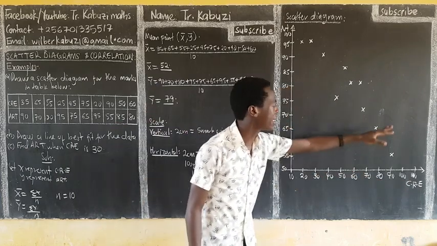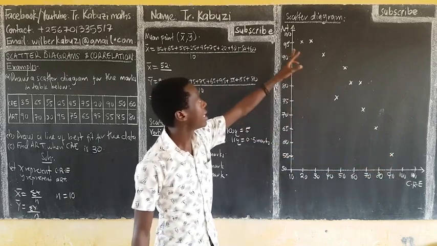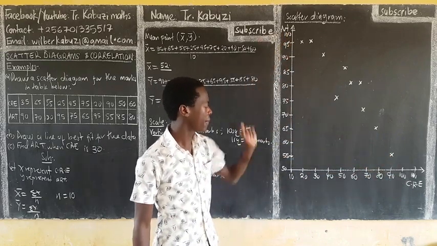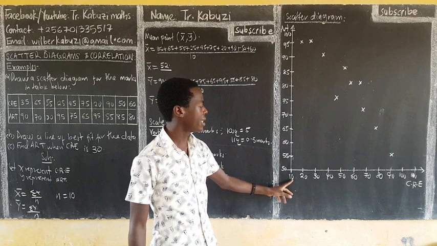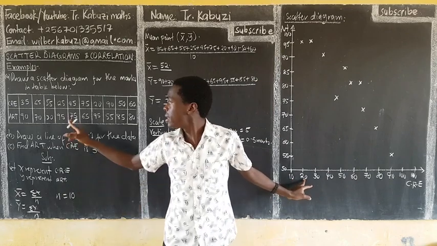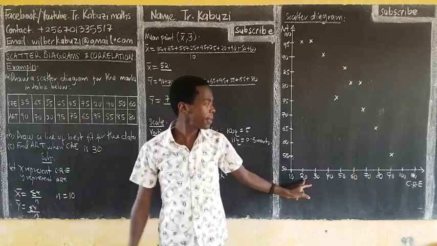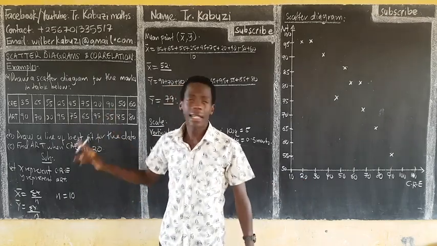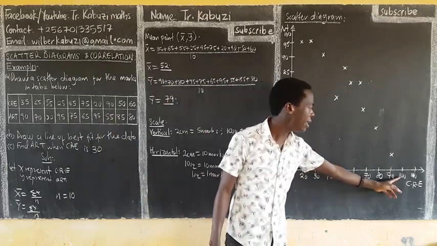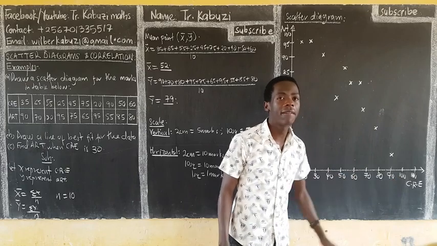Then you name the axes. This is for English, then this is for Accounting, as you see. My starting point is going to be 10 so that it covers the smallest value, which is 20. Then the highest value is 90. That's why you see I'm ending at 100 so that I'm covering that.